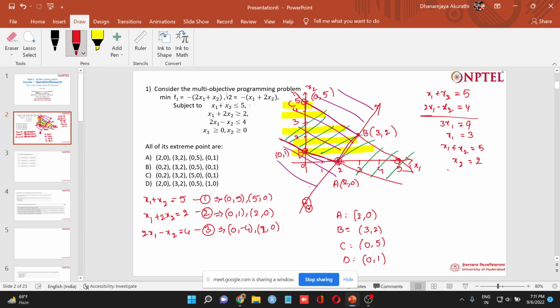In the multi-objective programming problem also, that can be the extreme point. So here you can identify the 2 0, 3 2, 0 5, and 0 1. So the first option is correct. Is it okay?